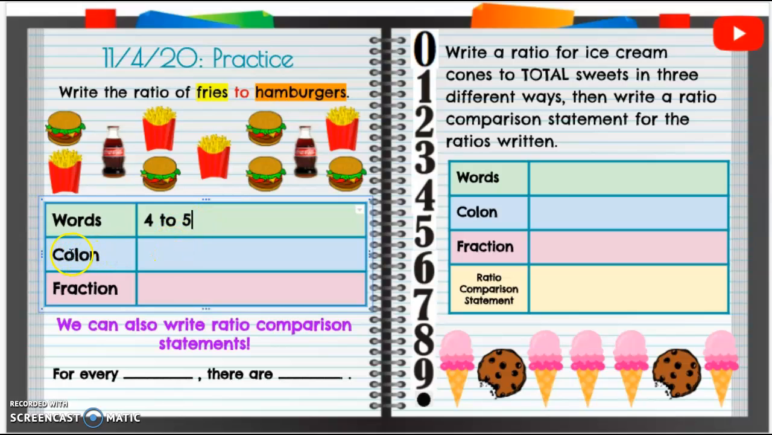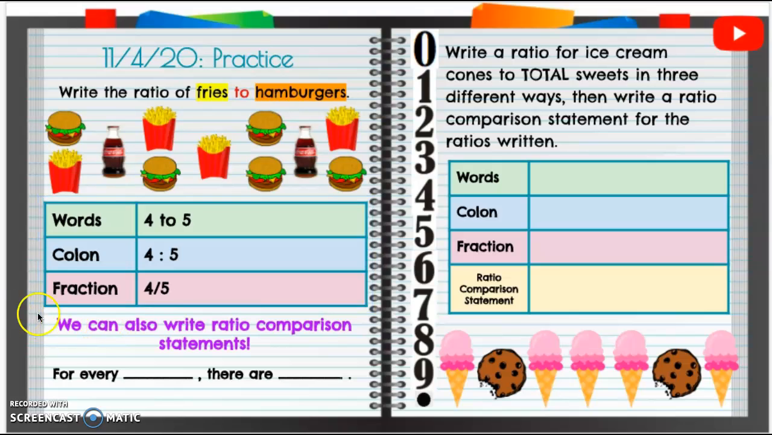That's it. Now with the colon, same thing. 4 colon 5. Because how many fries are there? Fries first. There's 4 fries. And then we have that colon, which means to. And then how many hamburgers? Well, we know there's 1, 2, 3, 4, 5 hamburgers. Now the fraction form. 4. You can put a slash, that's fine, because I know it's kind of difficult to make it a fraction. You can make it a fraction if you would like to, but you can also just put that slash there. So 4/5 or 4 to 5.